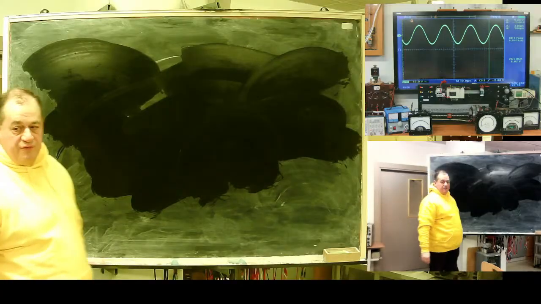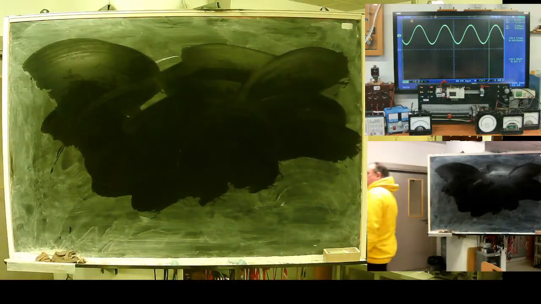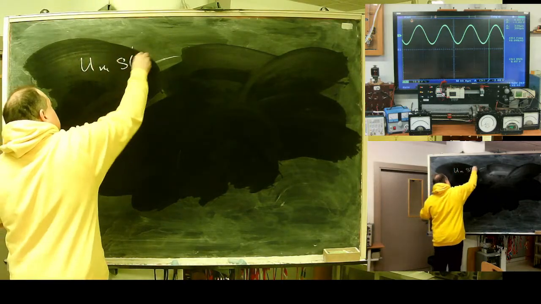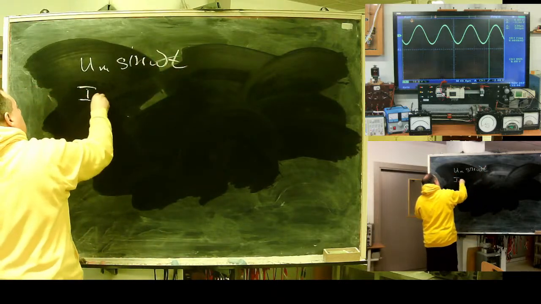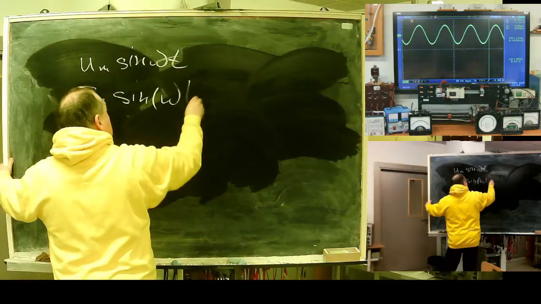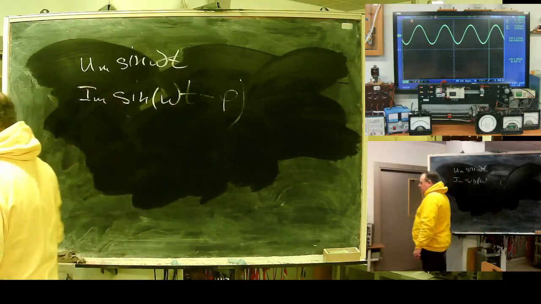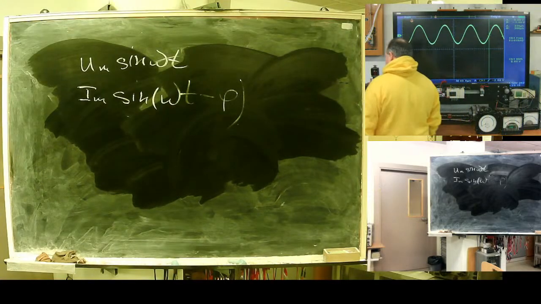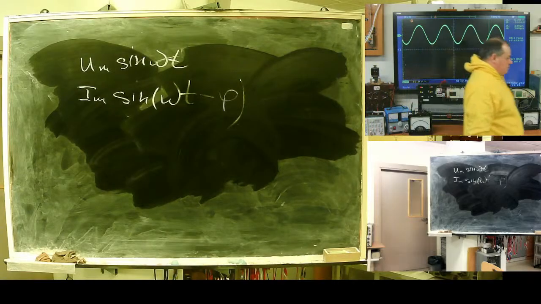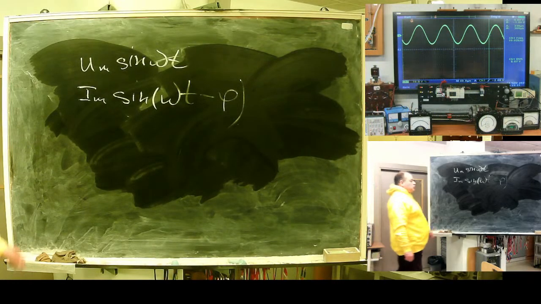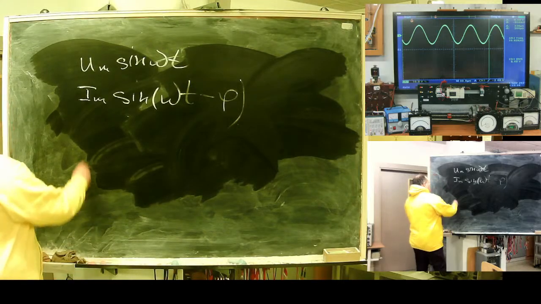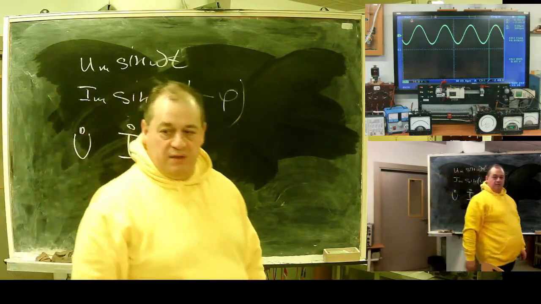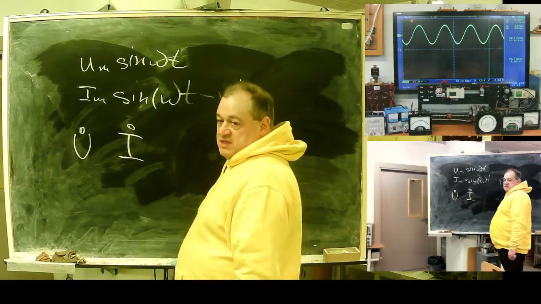First, let's imagine we have A max sine omega, a real signal, real voltage, real current. What is the link, where's the bridge between true voltage, true current we can observe, and imaginary phasors on the complex plane? What's the connection between them?